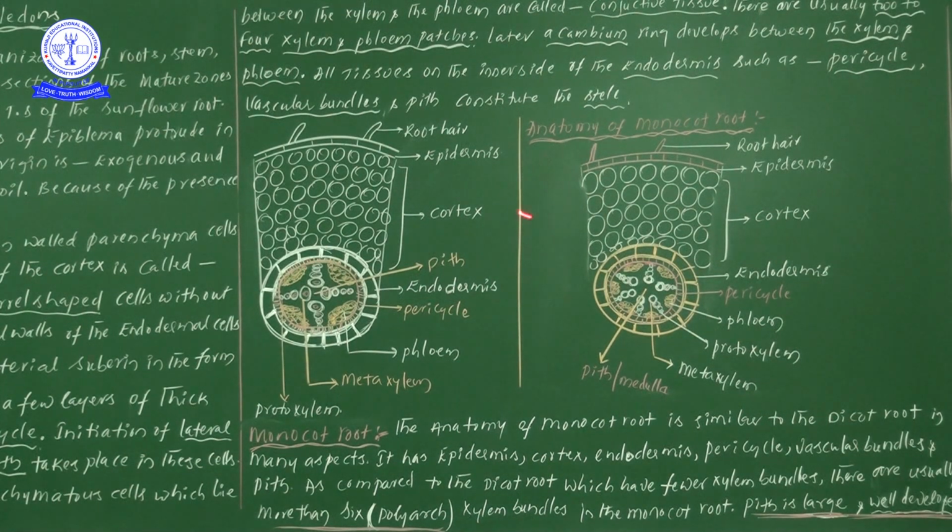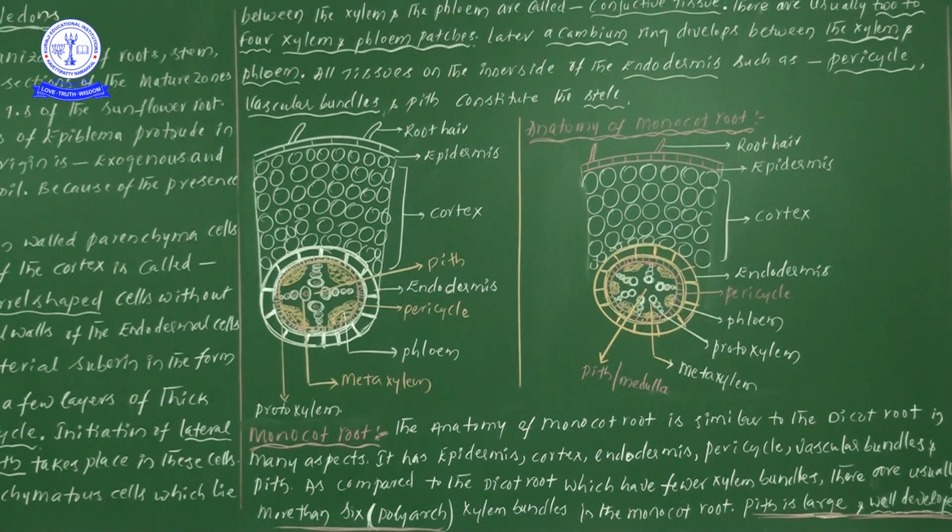Next, let us start to discuss the diagrammatical information of the anatomy of monocot root. From the dicot root point of view, there are two important points. The pith is small or inconspicuous, and the xylem members are four in number. That's why in a dicot root we call it a tetrarch condition.